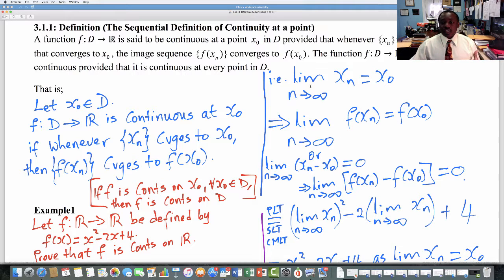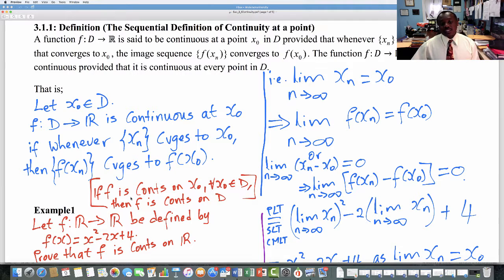So to prove that a function f is continuous at any given point x0 in a domain, we would start by saying, suppose the limit as n approaches infinity of xn equals x0. Then we would go ahead and prove that the limit as n approaches infinity of f of xn equals f of x0. If that happens, then we can conclude that the function f is continuous at the point x0. Or we can further revise this as whenever the limit as n approaches infinity of xn minus x0 equals 0, then the limit as n approaches infinity of f of xn minus f of x0 equals 0. If that happens, we say f is continuous at the point x0.